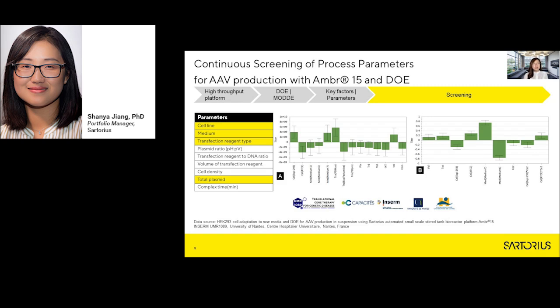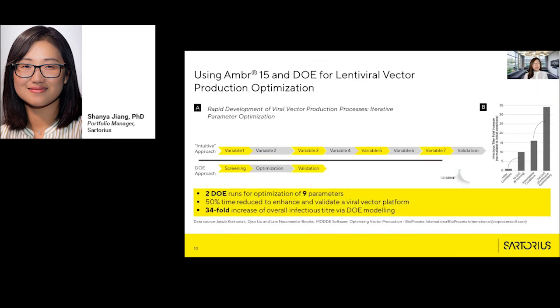But what about lentiviral production? On a similar note, our industry partner Oxgene, now part of WuXi AppTec, used the same approach to screen and optimize their lentiviral vector production. As you can see from Figure A, instead of using the intuitive screening and optimization approach, where all the variables are tested one after another, they utilized EMBER-15, leveraging automation and high throughput, and a design of experiment DOE approach with our integrated MODE software for screening, optimizing, and validating multiple process parameters simultaneously.